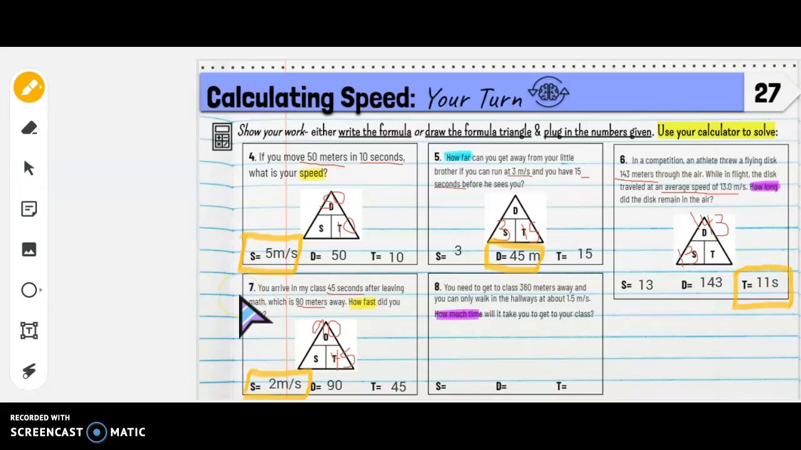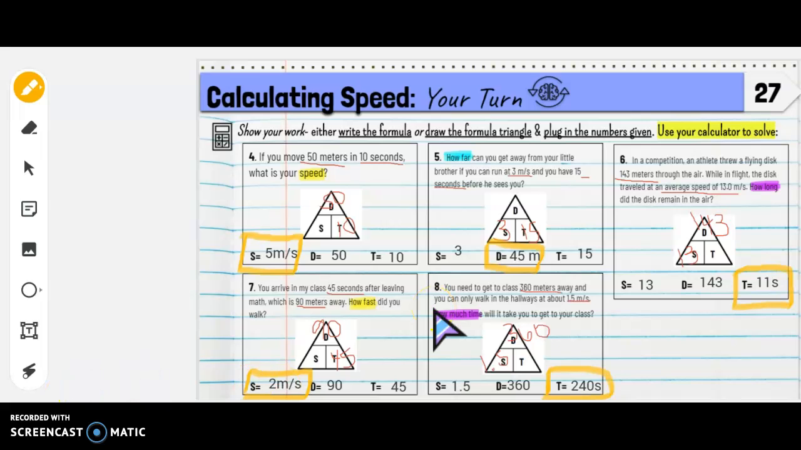In number 7, it gave you 45 seconds, which is the time, and 90 meters, which was the distance, and it asked how fast. So we were solving for speed. When you plug that into the formula triangle, we have the distance of 90 divided by the time of 45, and when you plug that into your calculator, you should have gotten 2, and our units for speed in this example is meters per second.